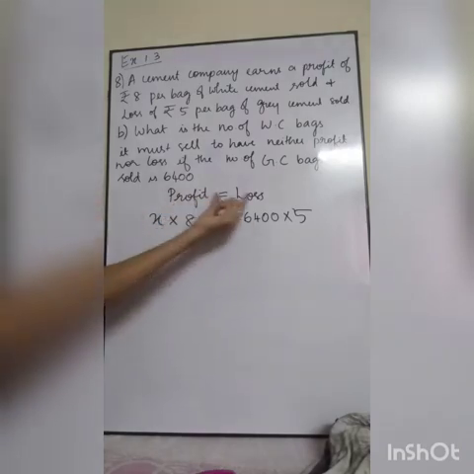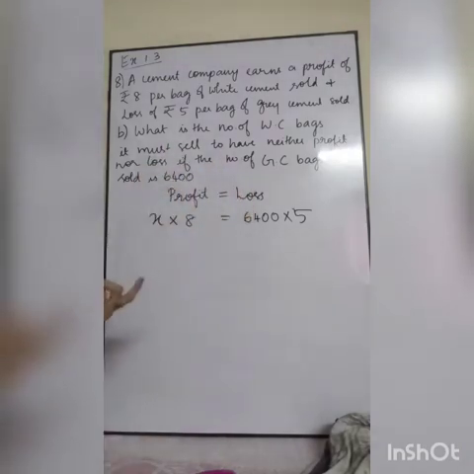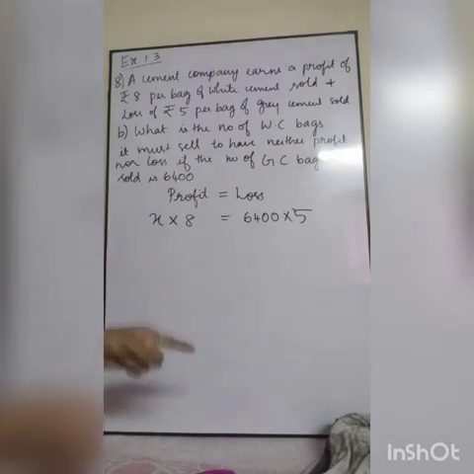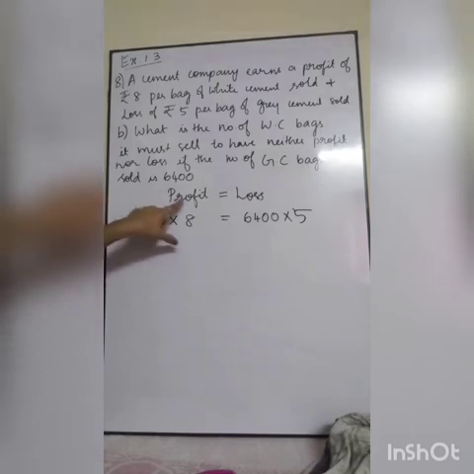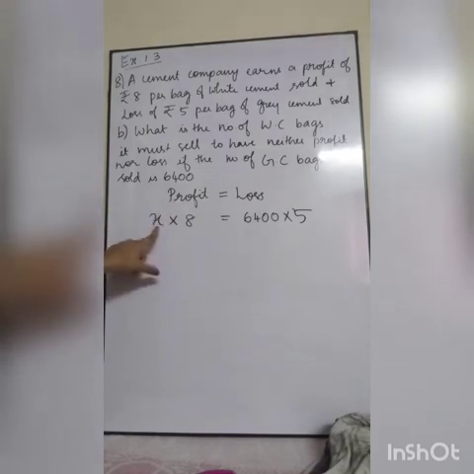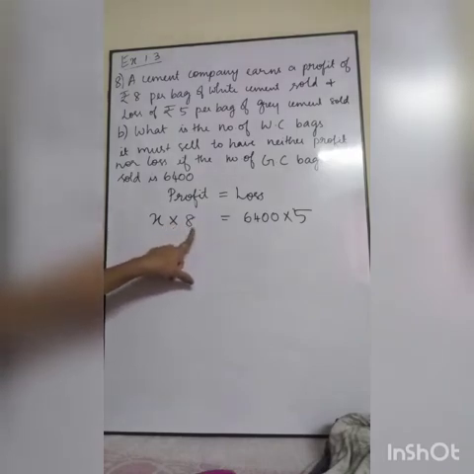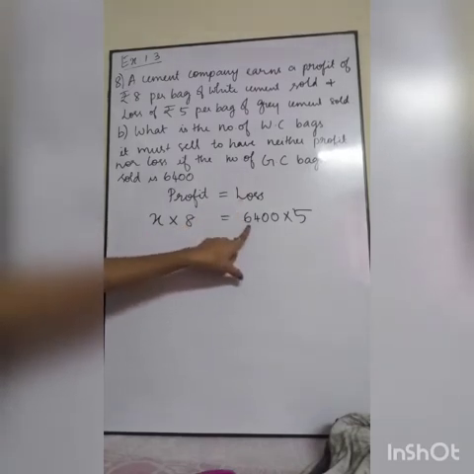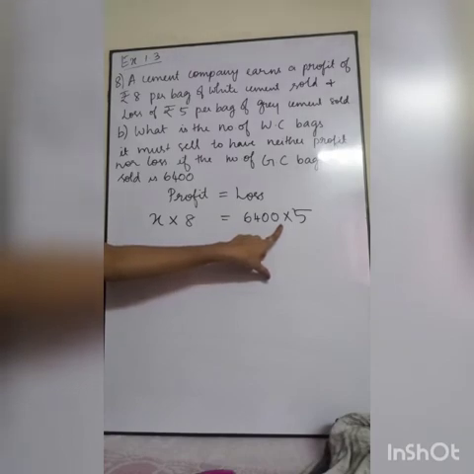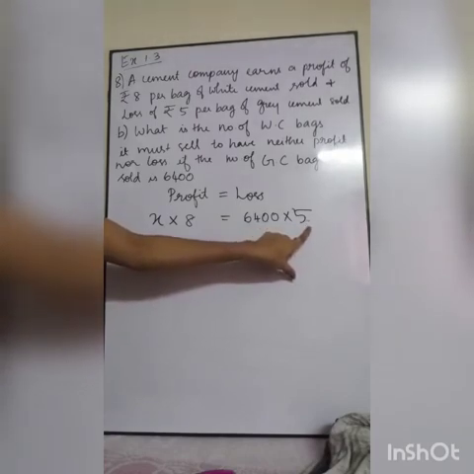Okay, listen carefully. Here profit and loss are the same, so I am taking profit equal to loss. Here what we want to find? We have to find the number of white bags. Number of white bags comes in the profit side. So X I don't know, so I am writing it as X, into 8, which is the profit I get while selling the white bag. So X into 8 equals the loss which comes under the grey bag. Grey bag is 6,400 into loss rupees 5.